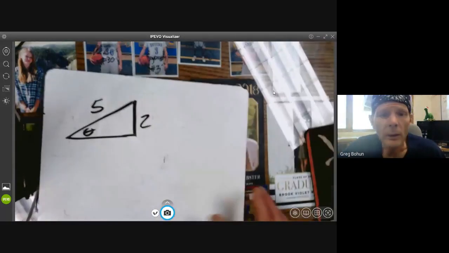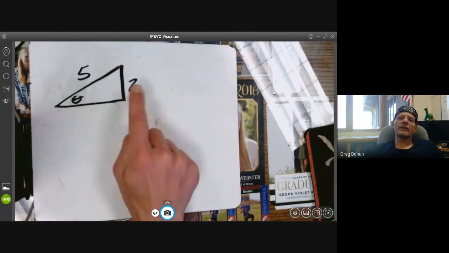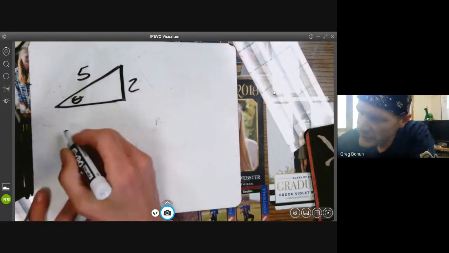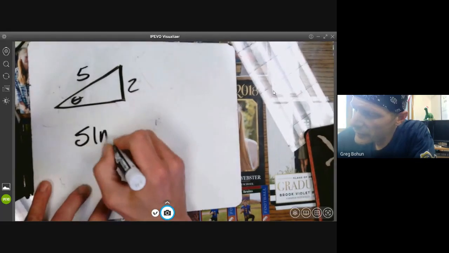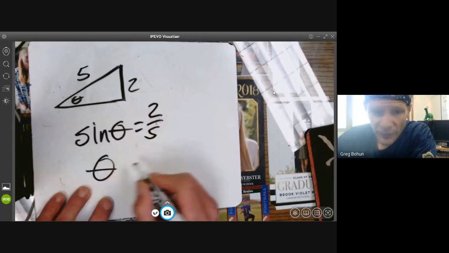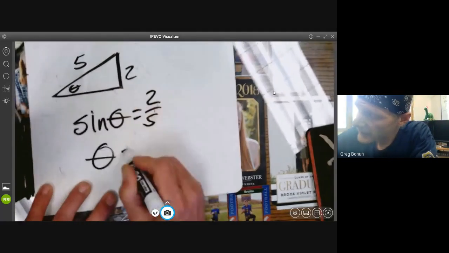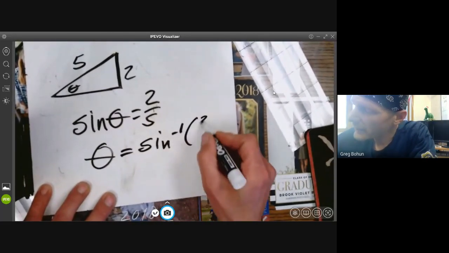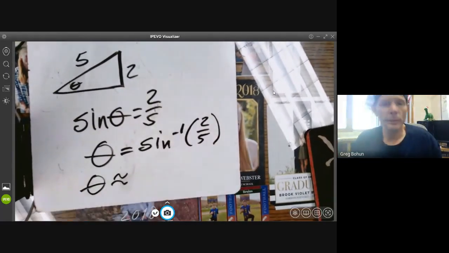Here we have an angle that we want to find, and we have an opposite and a hypotenuse. Opposite and hypotenuse is the sine. You just write it down each time if you need to. The sine of a certain angle theta is 2 over 5. So theta is exactly equal to the inverse sine of 2 over 5. But it is going to be an approximate value once we put it in that calculator.